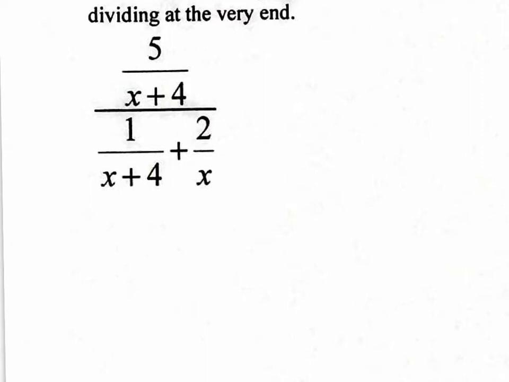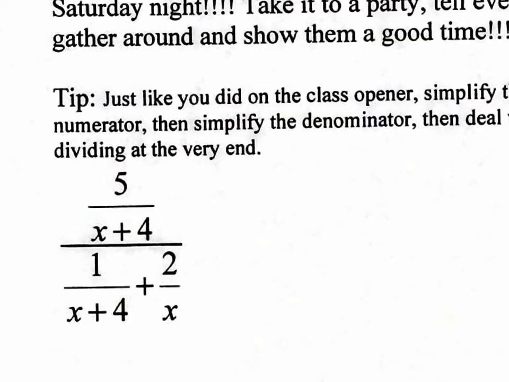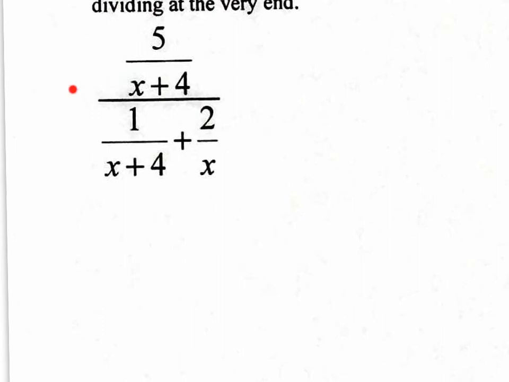Okay? Now, think about it. This denominator is x plus 4. This one's also x plus 4. This one's x. That means that I could change all of them to, what would the LCD be? X plus 4 times x. Does that make sense? In the book, they show that you put parentheses around the whole thing, and then you multiply by the LCD up on top and the LCD on the bottom, and then all the fractions cancel out.